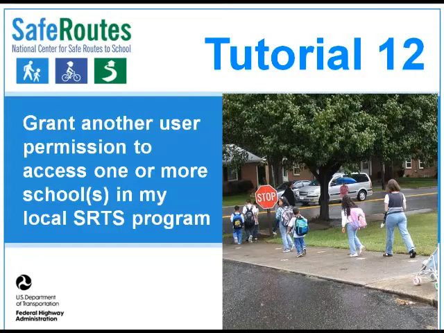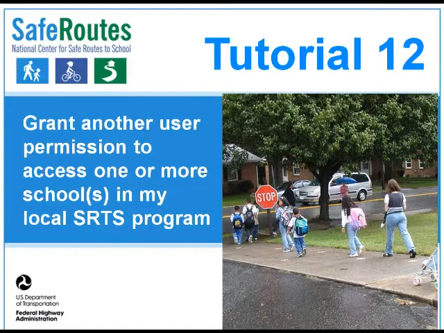Welcome to Tutorial 12. This tutorial will walk you through how to grant permission to another user so that he or she can view or edit information about your SafeRoutes program. This includes granting permission for people who already have a user login for the data system and how to add a user who currently does not have an account. In order to grant permission, you must have administrative level access for your program.